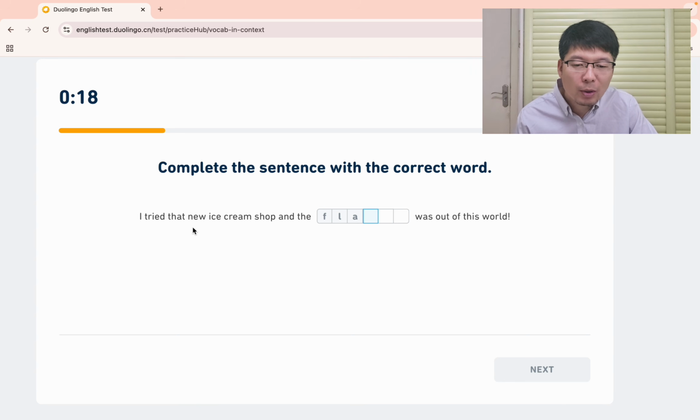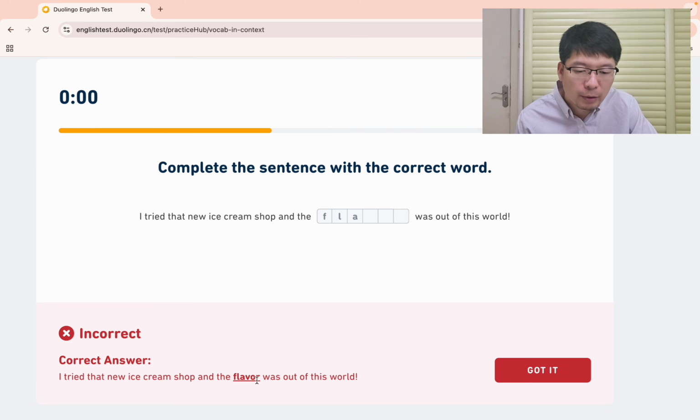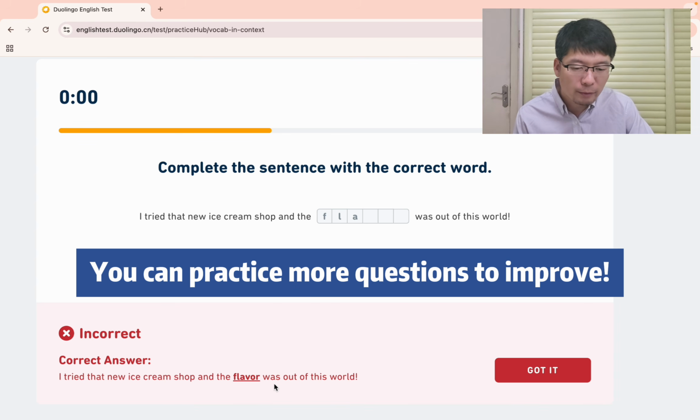I tried that new ice cream shop and it was out of this world. And so if we don't know the word, we can just wait. Flavor, I think maybe. Flavor, yes, flavor. So in this way, you can learn the new word flavor, right? Okay, let's quit.